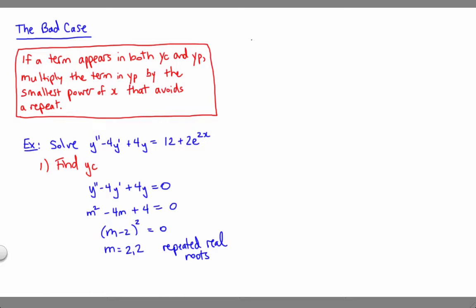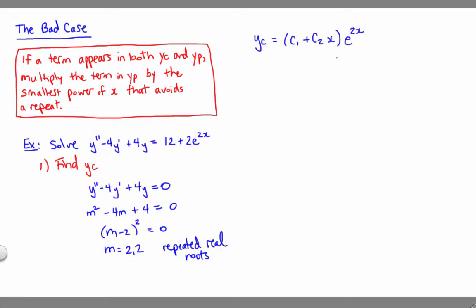With that we can write down our yc, our complementary solution, and our initial thought on what that looks like. We would probably write down c1 plus c2x times e to the 2x. So that's the formula for dealing with repeated real roots.